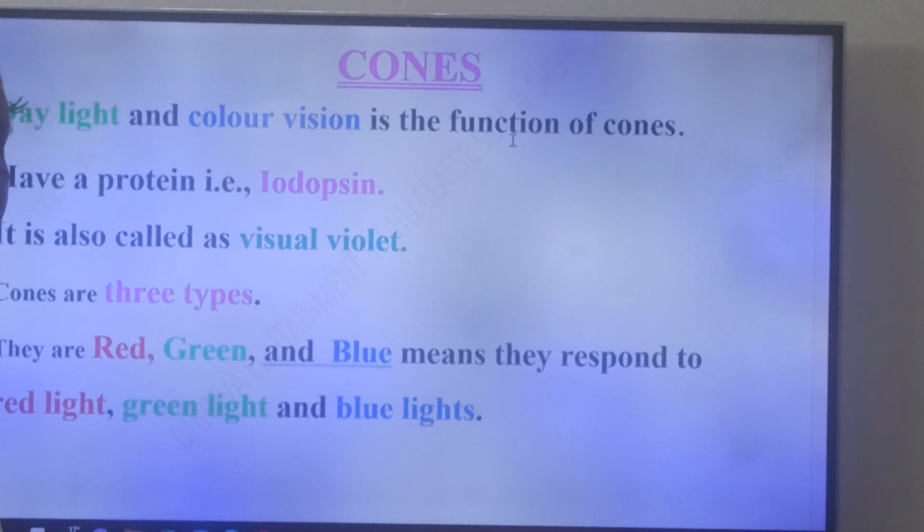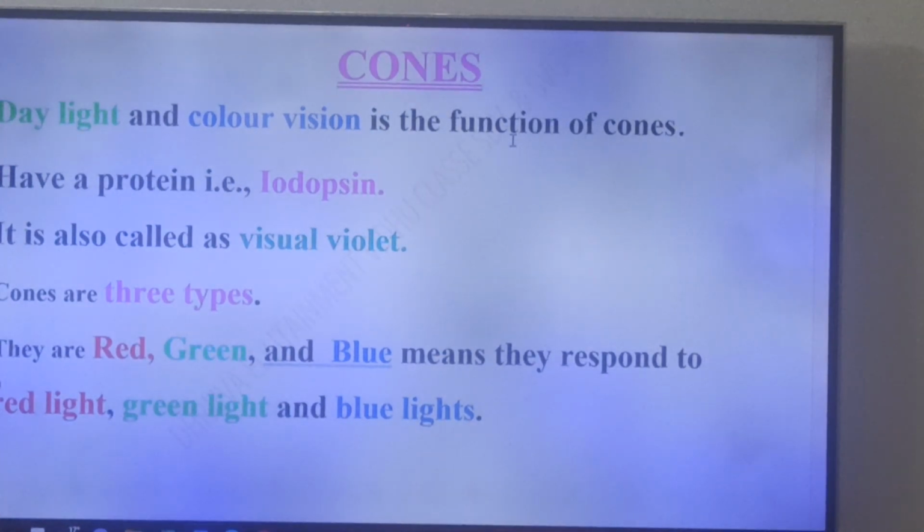Rods for dim light vision, friends. Cones for daylight vision and color vision. These cones have a protein, that is iodopsin. In rods we have rhodopsin, friends. Here we have iodopsin. It is also called as what, friends? Visual violet. There we call it as visual purple.